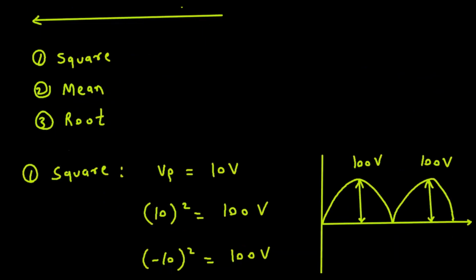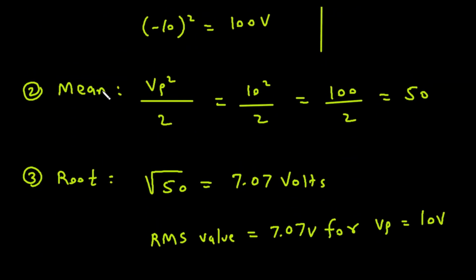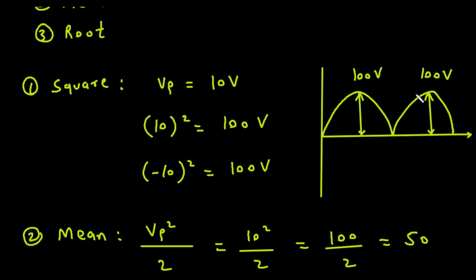Now the second step is to calculate its mean. So its mean will be Vp square divided by 2. To get the mean of this type of waveform, we simply have to divide this by 2.